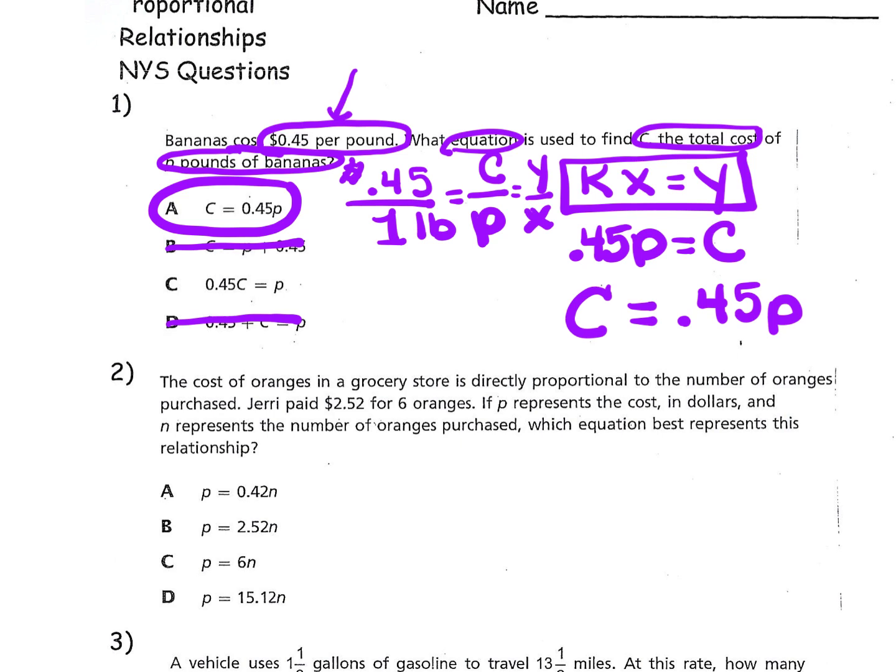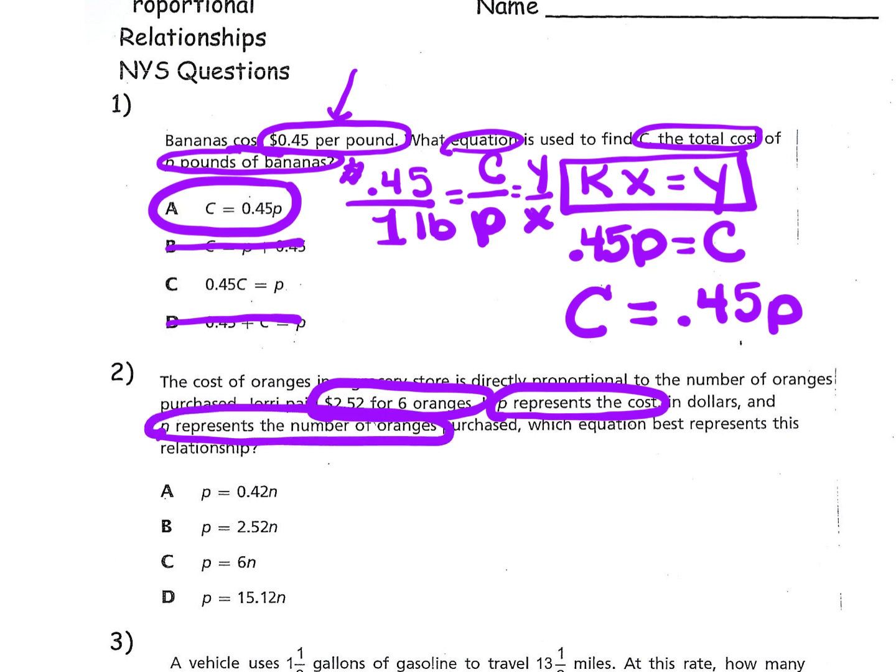It says the cost of oranges in a grocery store is directly proportional to the number of oranges purchased. Jerry paid $2.52 for 6 oranges. Let P be the cost in dollars, and let N be the number of oranges in the relationship. Which equation represents this relationship?